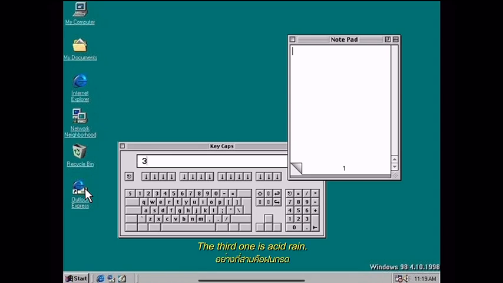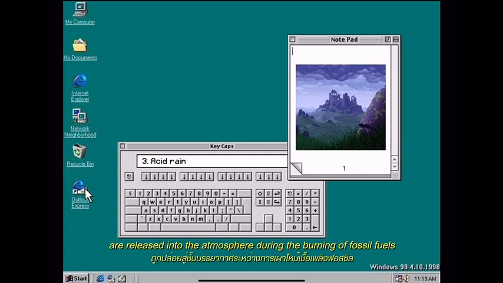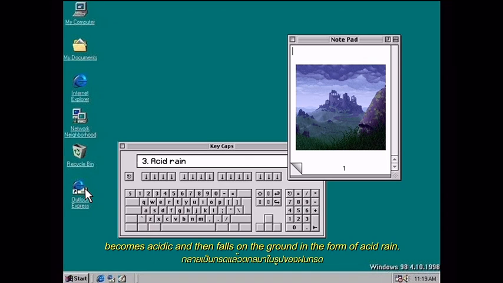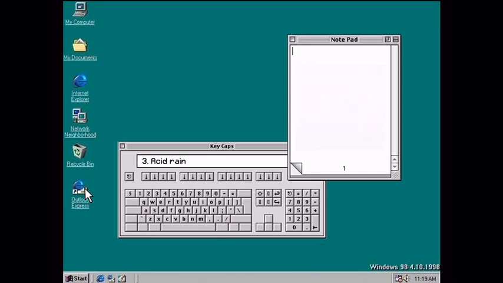The third one is acid rain. Harmful gases like nitrogen oxides and sulfur oxides are released into the atmosphere during the burning of fossil fuels. When it rains, the water droplets combined with these air pollutants become acidic and then fall on the ground in the form of acid rain. Acid rain can cause great damage to humans, animals, and crops.